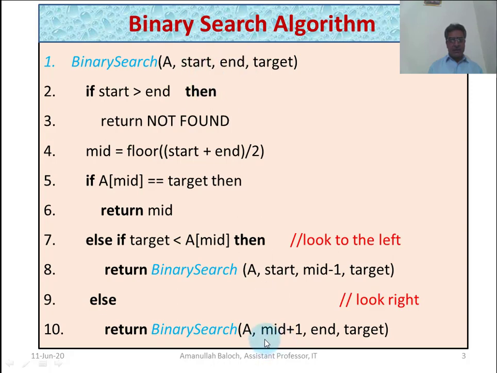The next half will be the array, the mid plus 1, that is 50,000 plus 1, which becomes 50,001, the starting value, the ending value, 1 lakh, and the target value will be sent to this. It means the second half of the array will be sent to this binary search for searching the required target, and this process will continue until it finds the target, and it will return the index of that location.